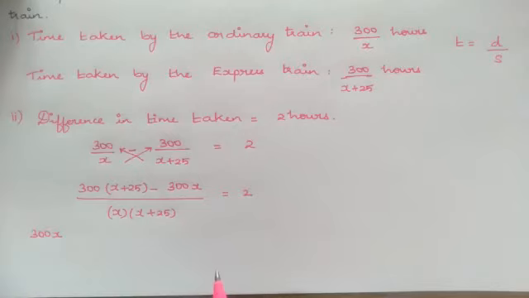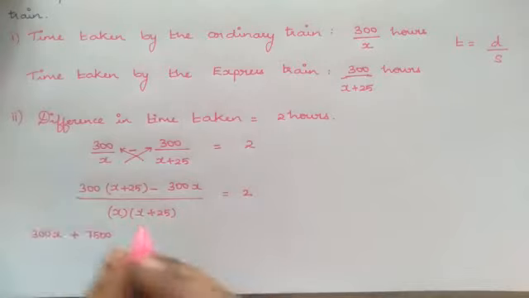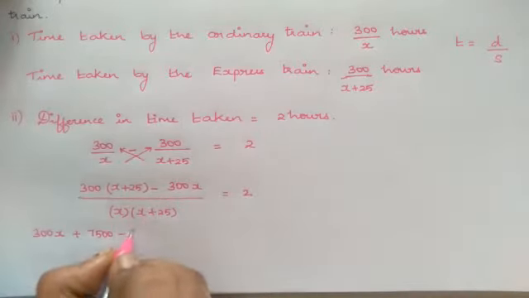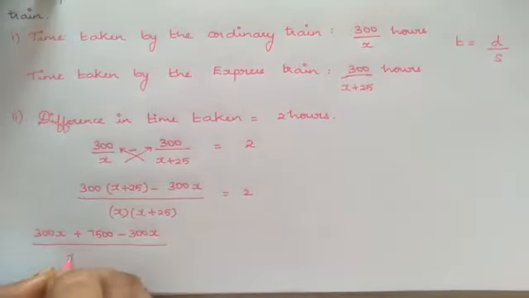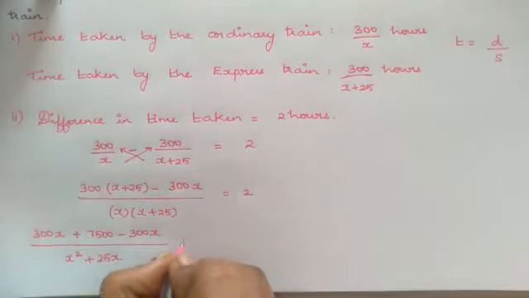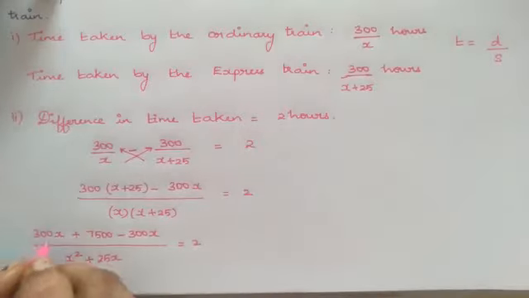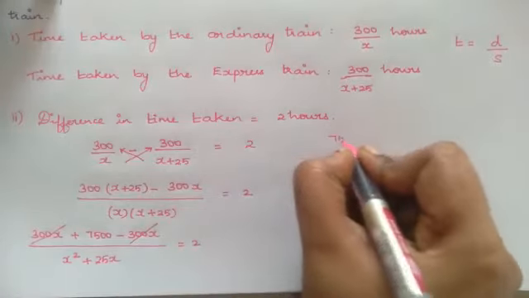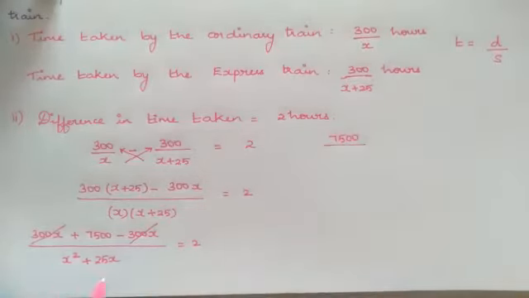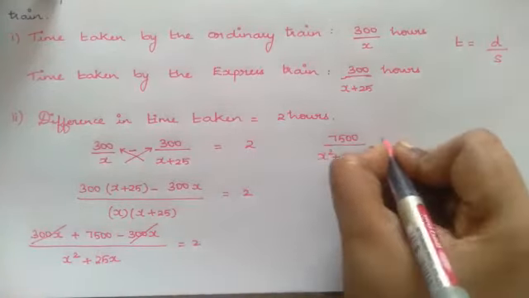This will be 300 into x, 300x, and 300 into 25. 25 into 3 is going to be 75, so this will be 75 and 2 zeros. That's it. It's a constant. Minus 300x by x into x, x square, x into 25, 25x, which is equal to 2. Now I'm just writing it here. So plus 300x and minus 300x get cancelled. This is 7500 by x square plus 25x, equal to 2.